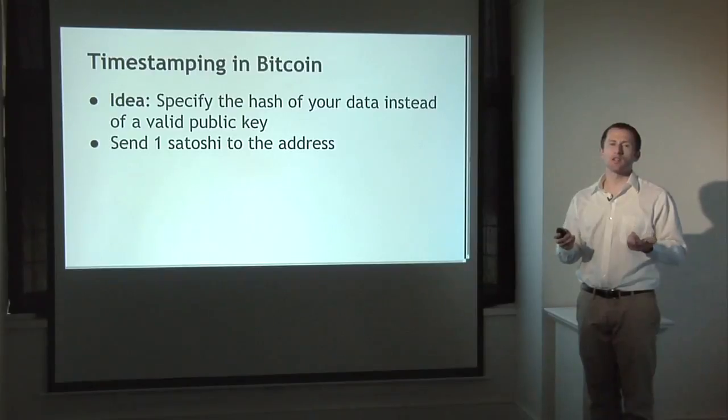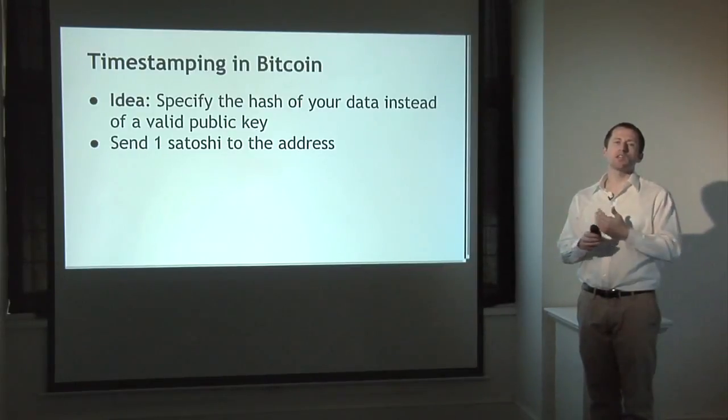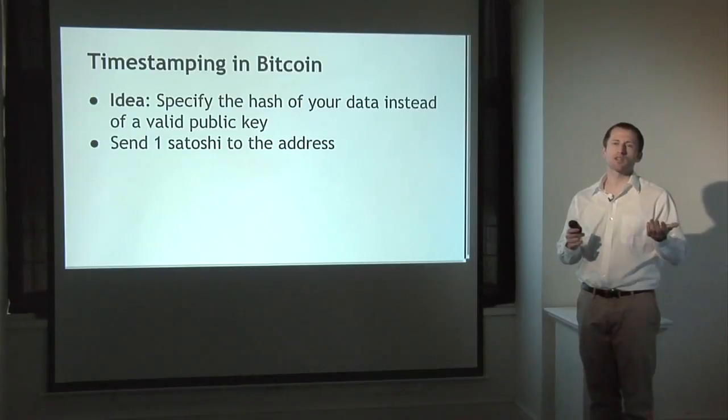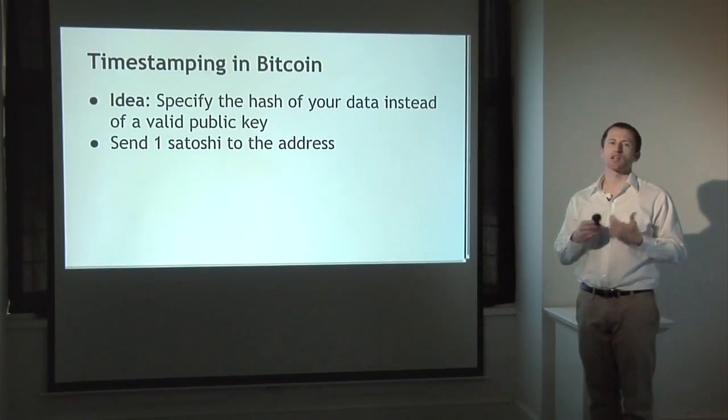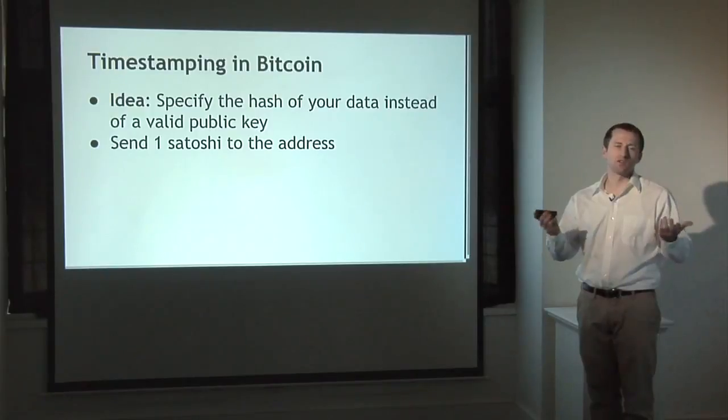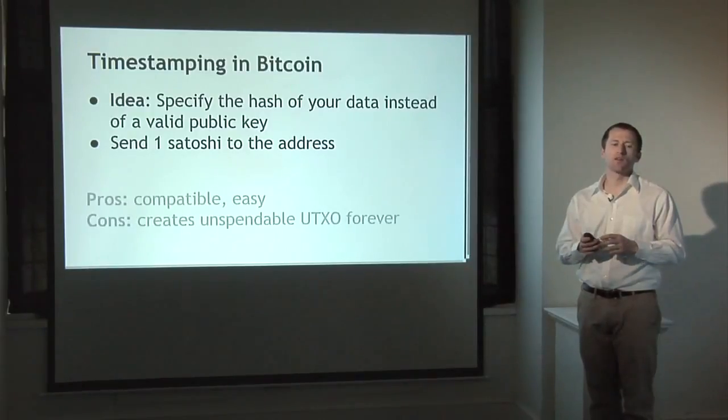So the simplest idea that people came up with first is, instead of sending money to the hash of a public key, just send it to the hash of your data. You can send a very small amount, say 1 Satoshi, the minimum possible transaction value in Bitcoin, to that address. And of course, it's in your interest to send as little as possible because you're never going to get the money back. Since that is a hash of data and not a public key, there's not going to be any way to ever spend the coin that you send to that address.